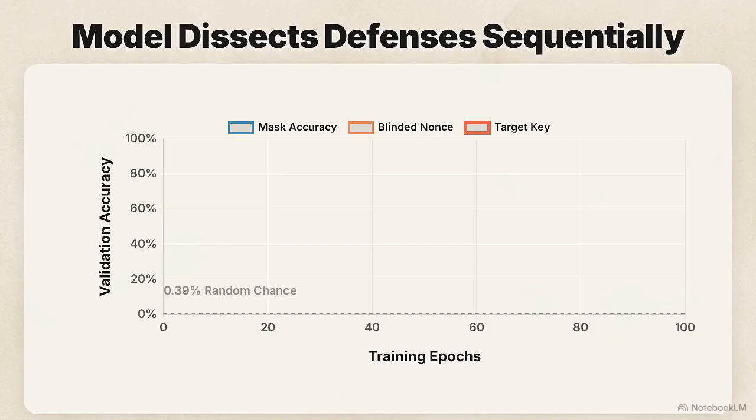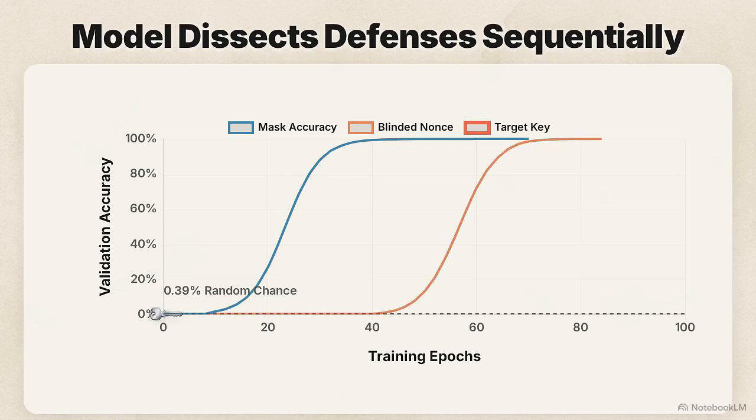This chart tracking GPAM validation accuracy proves the model doesn't learn everything at once. First, mask prediction accuracy spikes. Later, the network figures out the blinded nonce. Only then does target key accuracy climb, literally learning to unpack the defense mechanism before reading the secret.